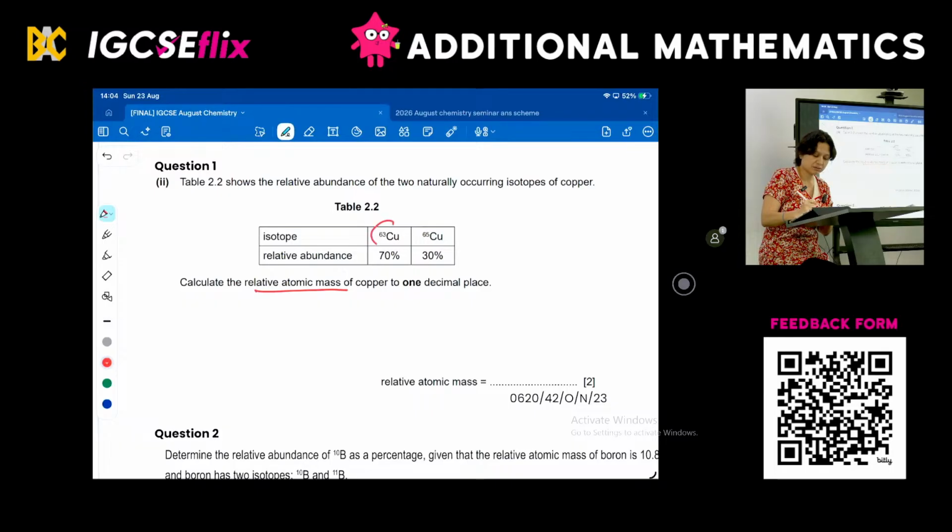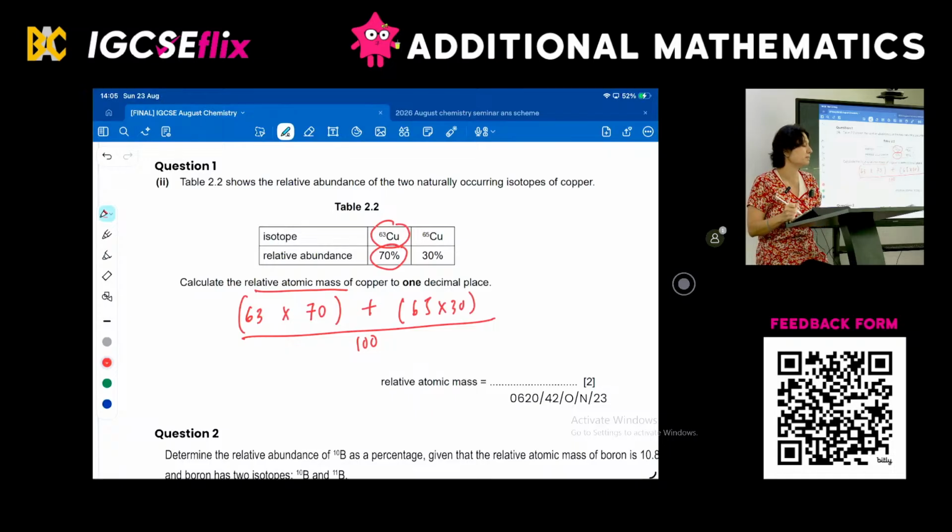So for relative atomic mass, when they give you something like this, what you do is take the first one, 63, and multiply by the percentage, 70. You add it together with the second one, in this case 65, multiplied by 30. And you divide by 100. You're just calculating the percentage.